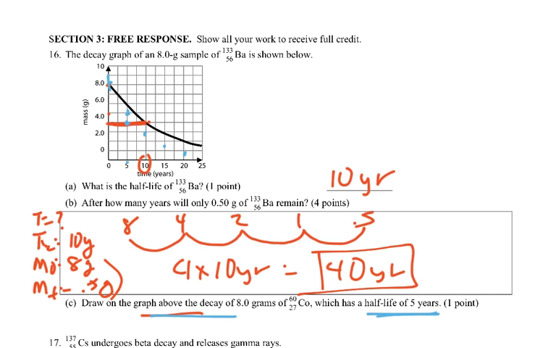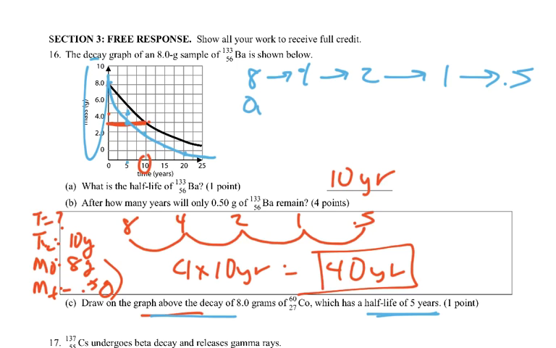So we're going to get a graph that looks something like this. And again, it would be a little easier if these numbers were correct. But that's the idea. So the data we're going to plot goes from 8 down to 4, down to 2, down to 1, down to 0.5. This is starting at 0 years, and 5 years, 10 years, 15 years, 20 years, and that's what we're plotting.